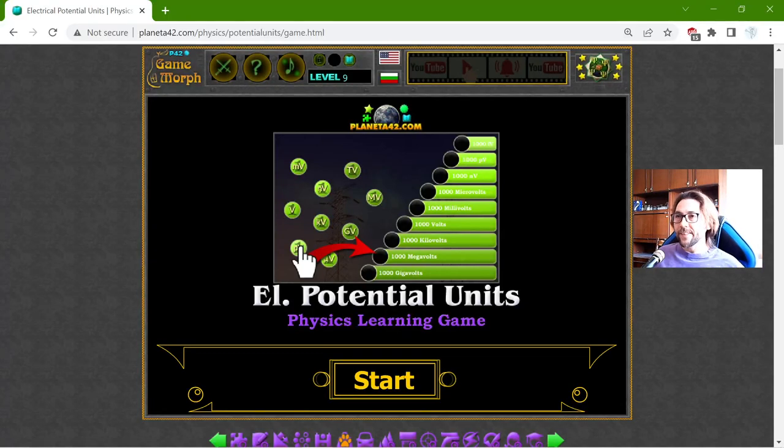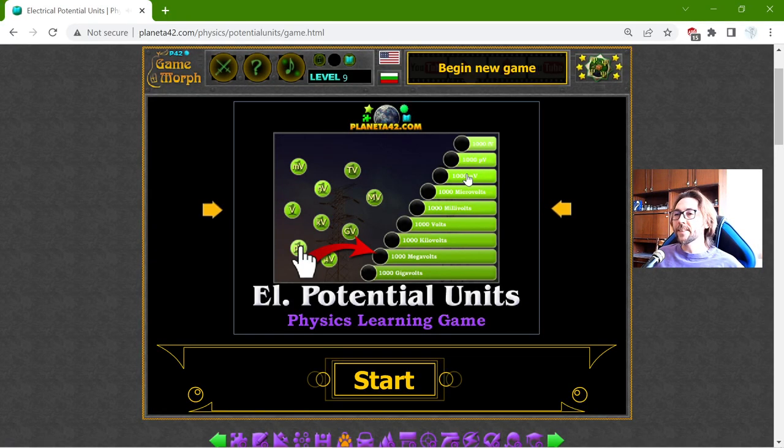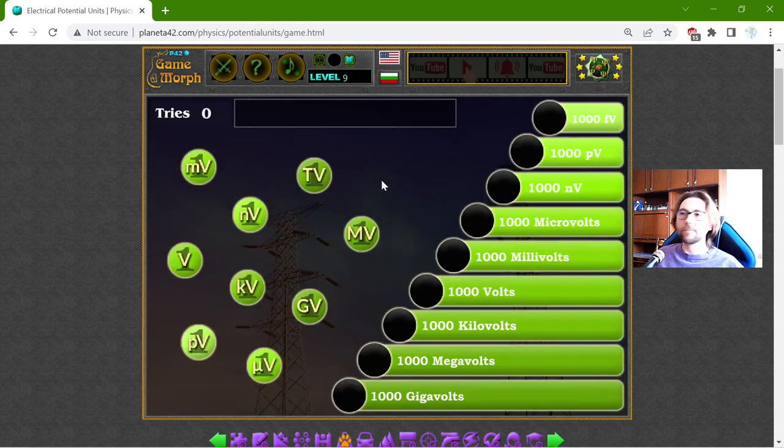Greetings! Today's educational game that I play is about the electrical potential units. And so, the base unit to measure electrical potential is the volt. And first, I will sort the equivalents of the volt on the order of magnitude scale.